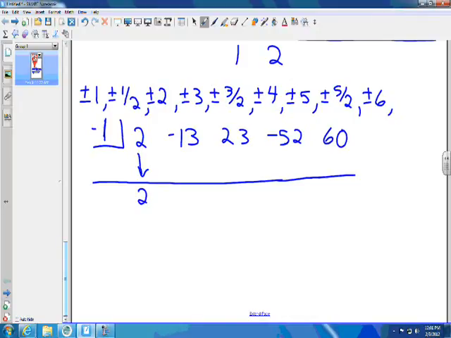And then we're going to try -2. And guess what? It's not going to work. So we're going to try 3, and it's not going to work. We're going to try 4, and it's not going to work. We're going to try -4, it's not going to work. And we're going to try 5.